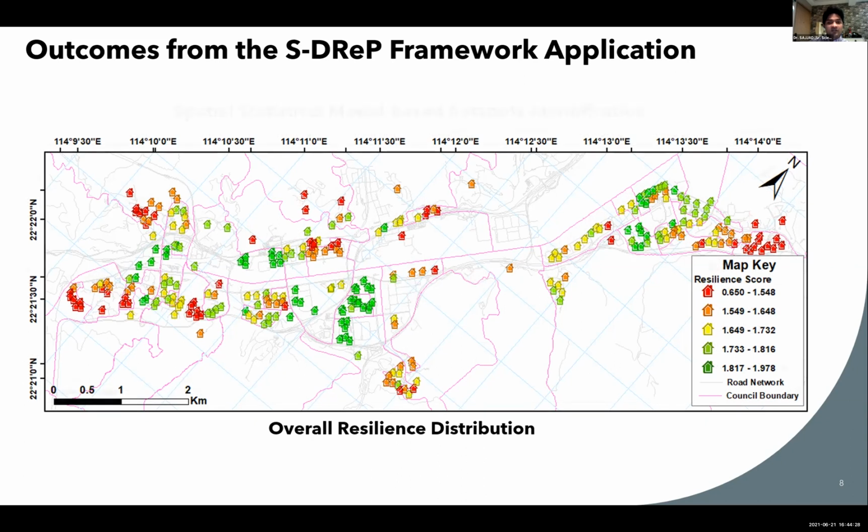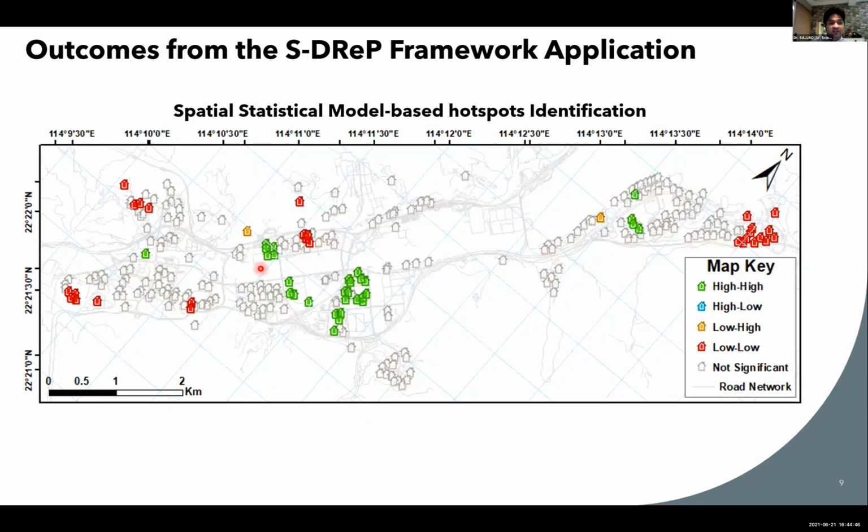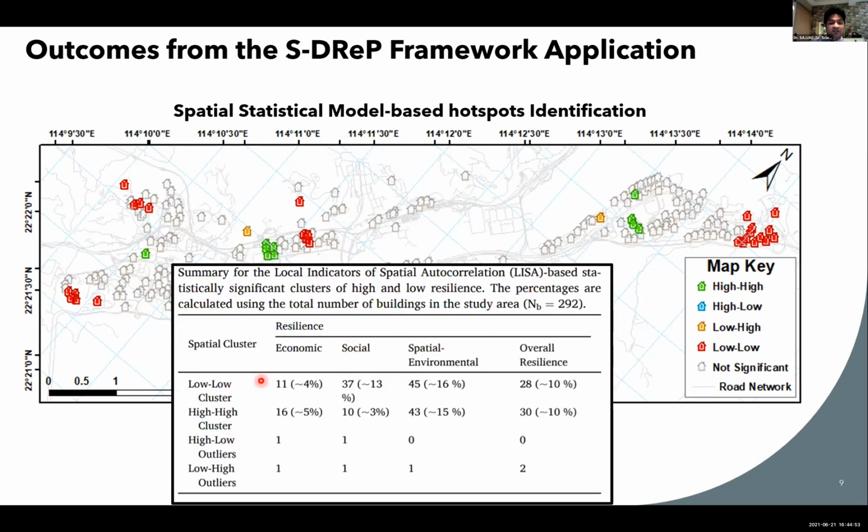To dig deeper into this, we applied a spatial statistical model-based hotspot identification. Here you will see all the hotspots and cold spots. Hotspots are where the resilience is low, and the cold spots are where the resilience is high. We are more concerned with these red buildings, and it accounts within different domains or subsystems of the disaster resilience: the economic one is 4%, the social one is 3%, spatial environmental is 16%, and overall is 10%.